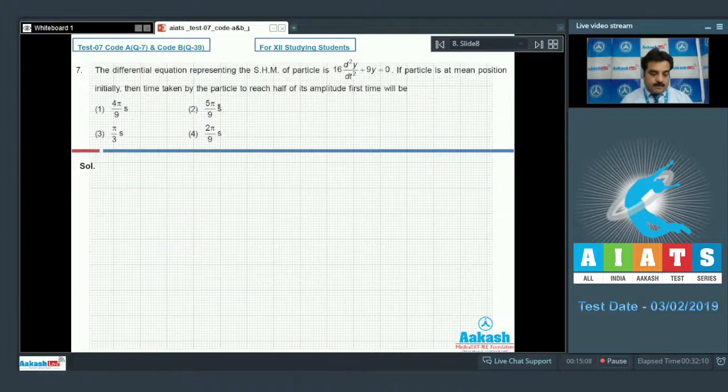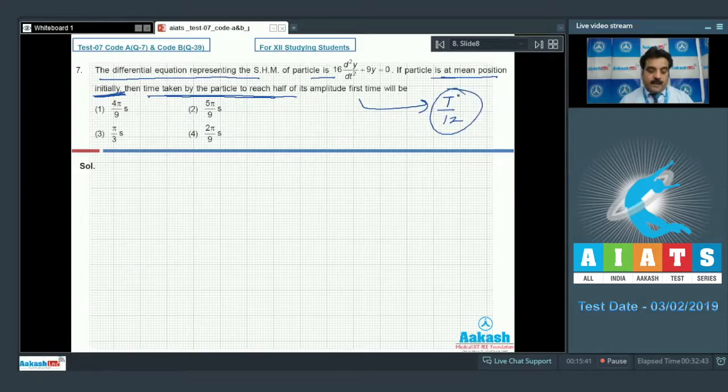In question number 7, the differential equation representing the particle is 16 times the second derivative of y plus 9y equal to 0. If the particle is at mean position initially, you have to be very careful about this point. The time taken by the particle to reach half of its amplitude for the first time will be, in terms of time period, T upon 12 seconds. But I need the value of T. Capital T means time period, so this is our problem. So how will we calculate?